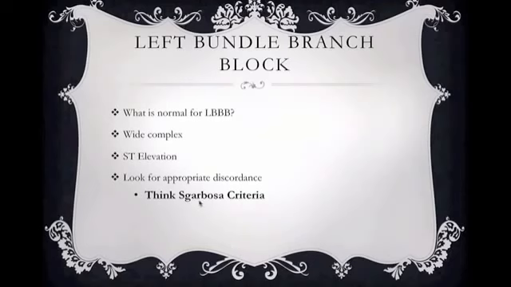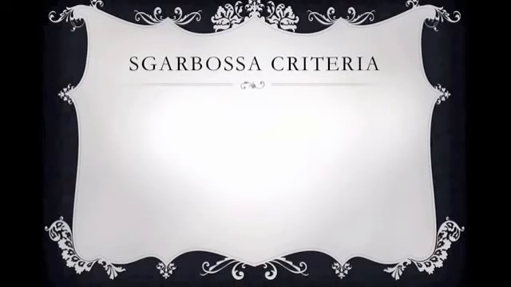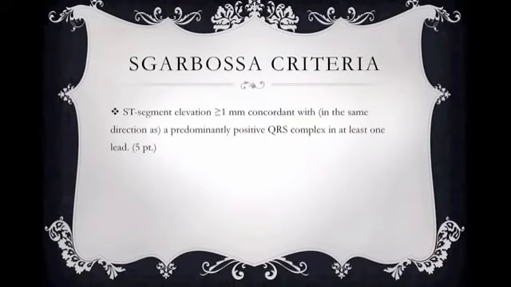So all that in mind, we're thinking about Sgarbossa criteria. So what is Sgarbossa criteria? Well, let's talk about that. Sgarbossa. ST segment elevation greater or equal to 1 millimeter concordant. That means in the same direction as a predominantly positive QRS complex in at least one lead. That's worth 5 points. Anything greater than 3 points on Sgarbossa criteria equals STEMI.